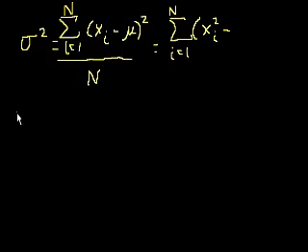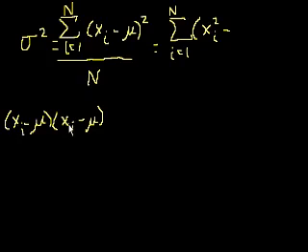When you square it, we could multiply it out. We could write it x sub i minus mu times x sub i minus mu. So we have x sub i times x sub i, that's x sub i squared. Then you have x sub i times minus mu, and then you have minus mu times x sub i. So when you add those two together, you get minus 2 x sub i mu, right? Because you have it twice. X sub i times mu, that's minus x sub i mu, and then you have another one, minus mu x sub i. When you add them together, you get minus 2 x sub i mu.